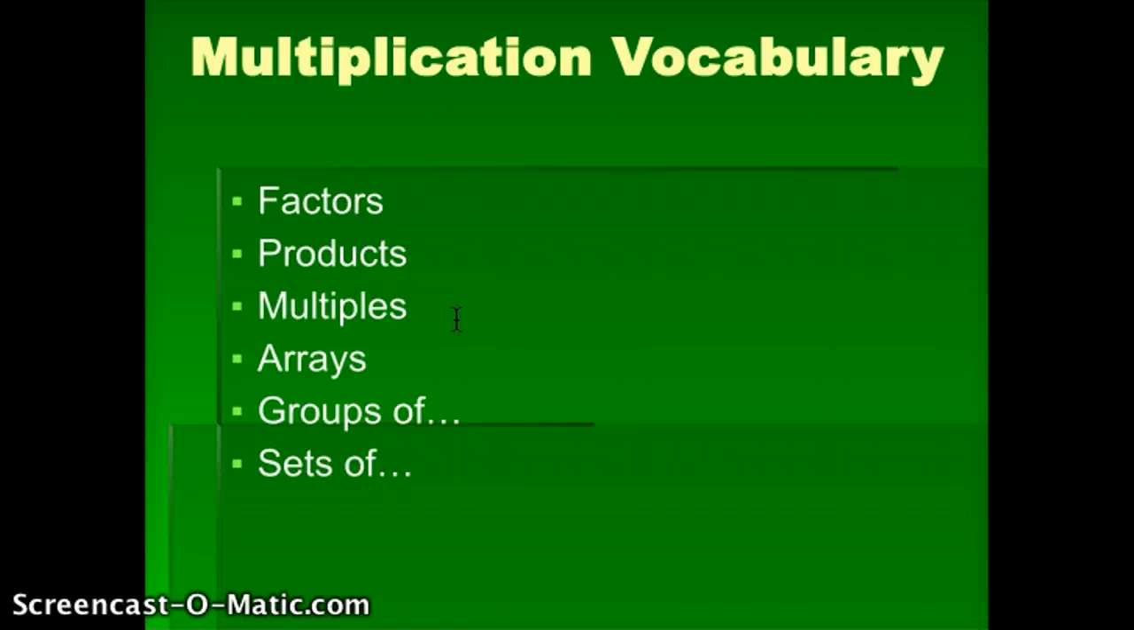But we also want to think of multiplication as being groups of something. Let's say table groups, 6 table groups of 4, or sets of something. We have 3 sets of markers, each with 10 markers in them. So we can think of multiplication as being groups of something or sets of something.